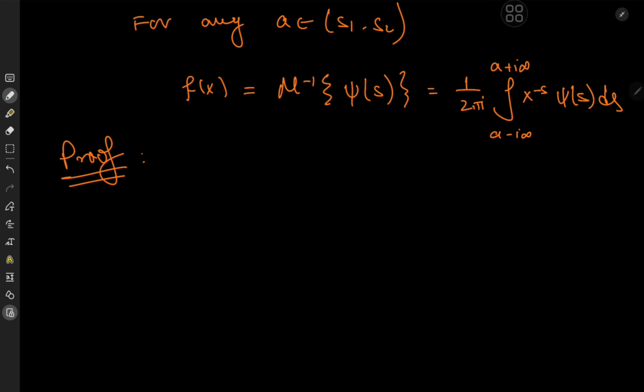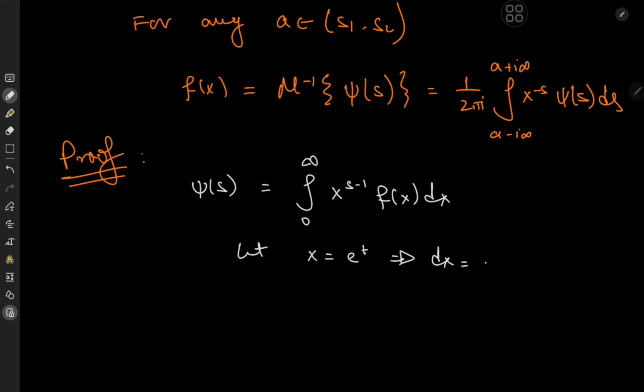Okay, cool. So for the proof, the first thing we'd like to do is write out the Mellin transform in the integral form. That is, we know that psi of s is defined as the integral from 0 to infinity of x to the s minus 1 times f of x dx. And now we'll introduce a nice little transformation by letting x equal e to the t, which implies that dx equals e to the t dt. Also, this means that t equals log x. So as x approaches 0, we have t approaching negative infinity, and as x approaches infinity, we have t approaching positive infinity.